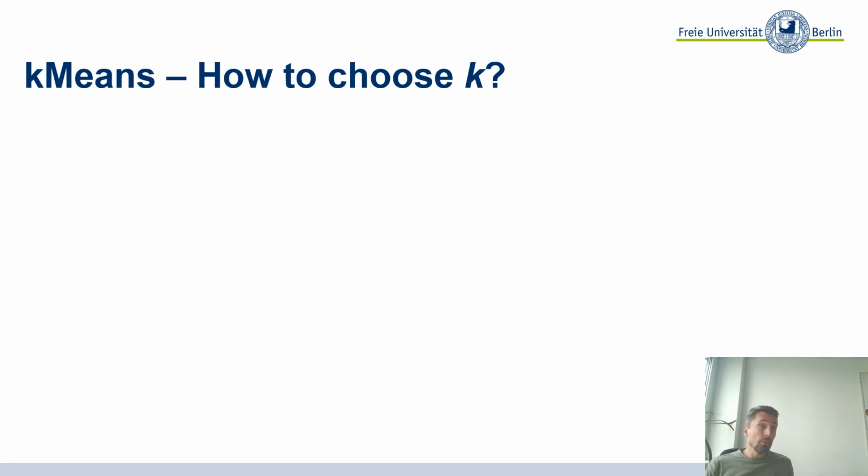Another question is how to choose the k. Sometimes you know how many different clusters you expect by looking at the data, which could be interpreted as some kind of label. And this knowledge should obviously be used, but sometimes you don't have it, or sometimes you don't want to impose this kind of bias onto the process.